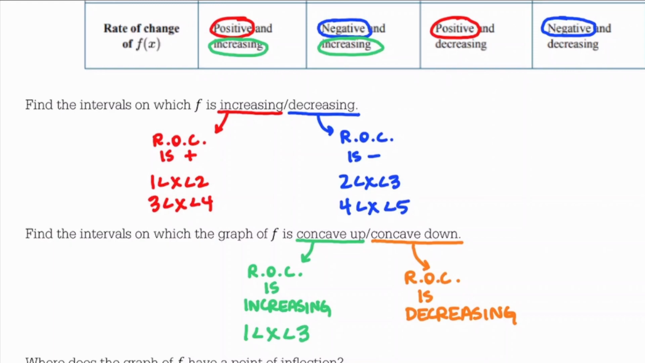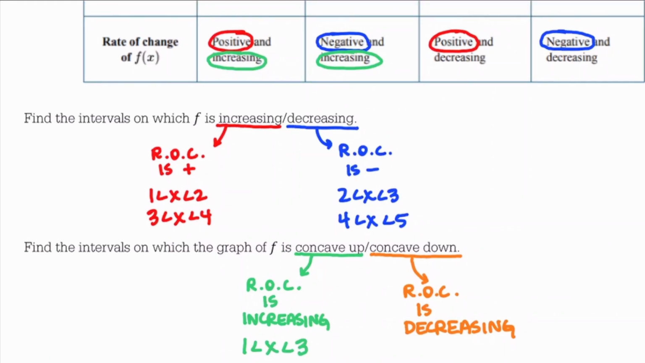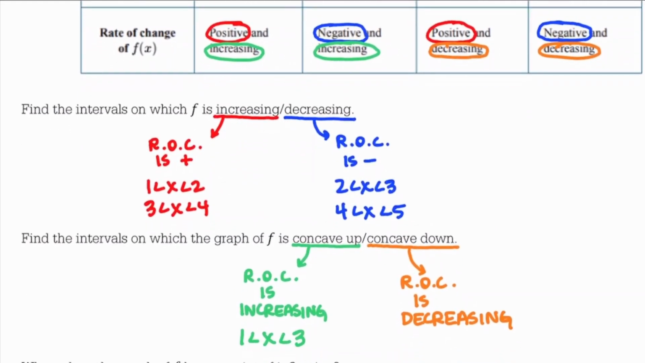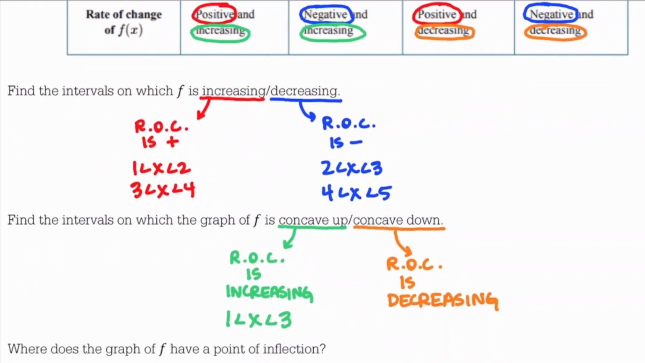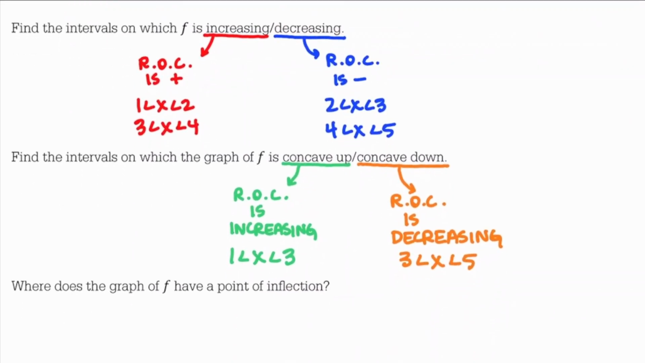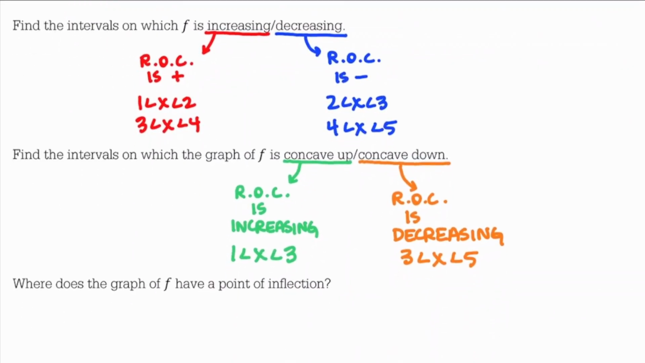And the rate of change is decreasing pretty much everywhere else. So let's say right here and there. And that's going to be where x is greater than 3, or from 3 to 5 if there's a limited domain on this function. Right, and so that's how we're going to determine concavity based on this table of information about the rate of change of f. Okay, where does the graph of f have a point of inflection?